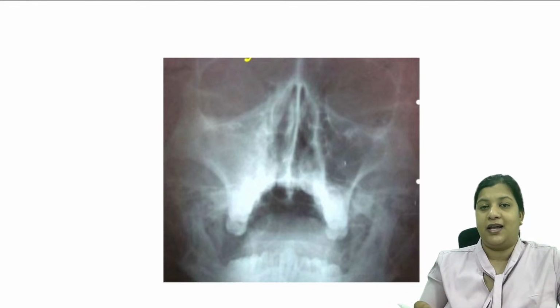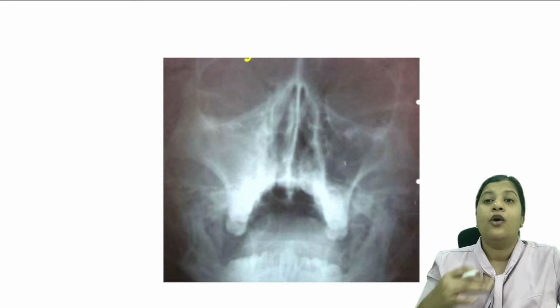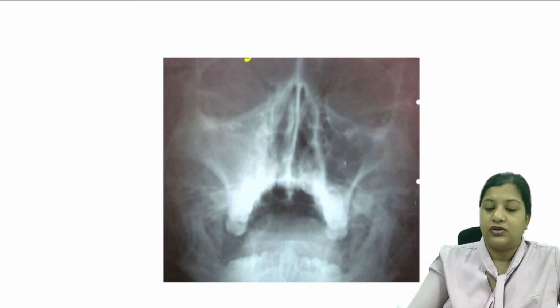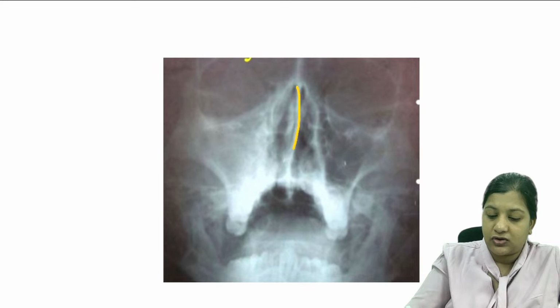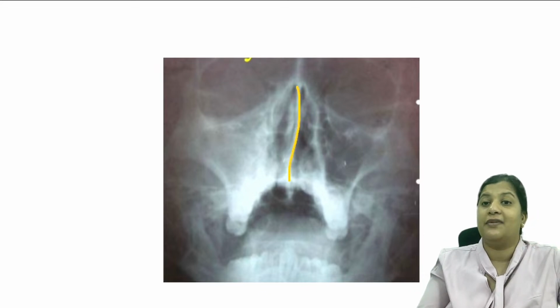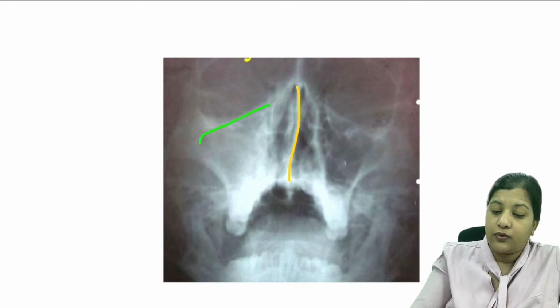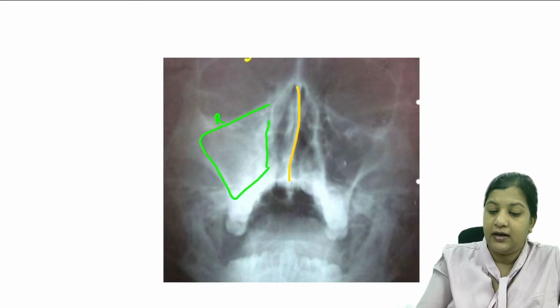Look at this image. What is this image telling you? Now we are not looking at the view per se. We're trying to look at the pathology. So if you see there is something that is not right, what is not right? I'm giving you an indication. What do you see here? Number 2, look at the maxillary sinus of the right side versus the maxillary sinus of your left side.